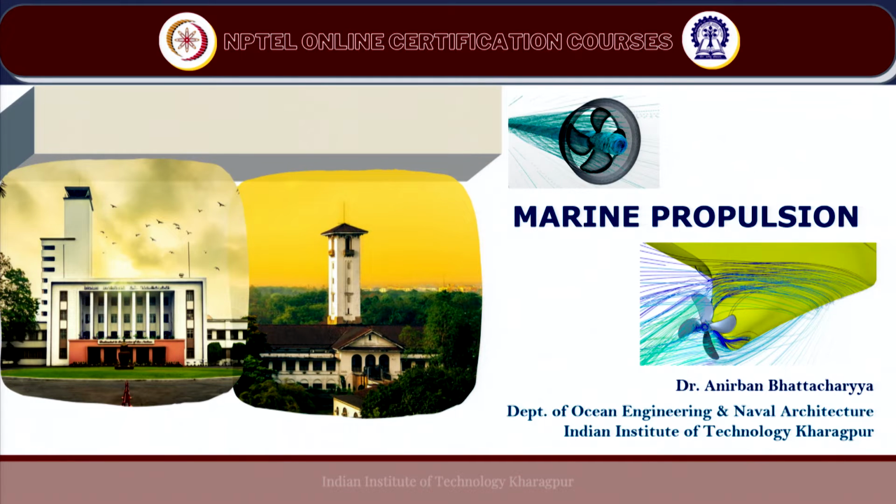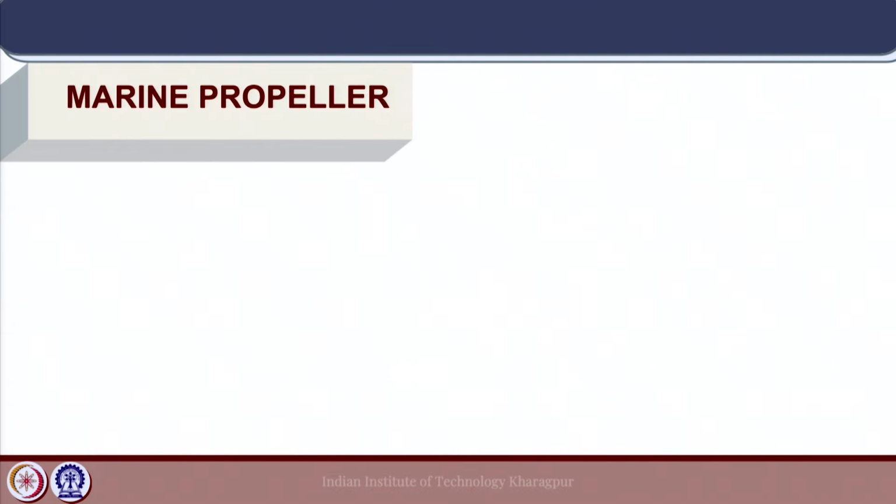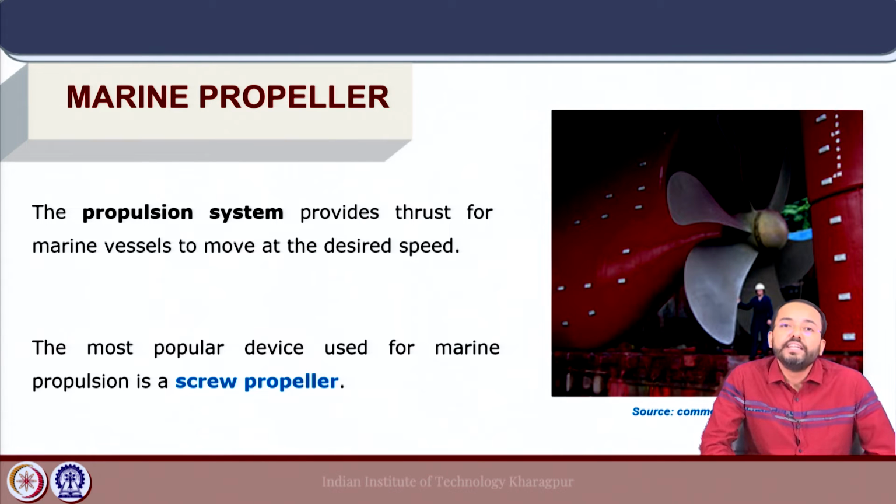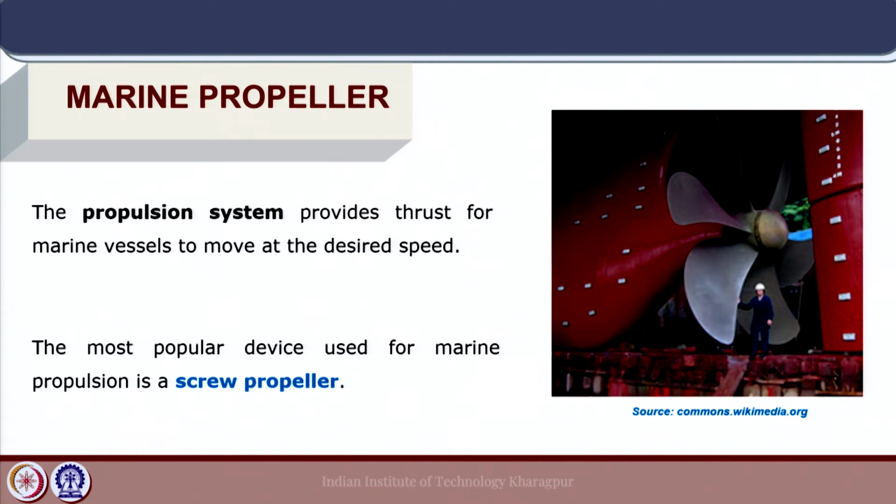When a ship moves through the ocean, it has to overcome the resistance from waves and wind, and from that point of view, a propulsion system is required to propel the ship forward. Now, the purpose of that propulsion system is to provide thrust for the marine vessels to move at the desired speed. The most popular device used for marine propulsion is a screw propeller, as shown in this picture.